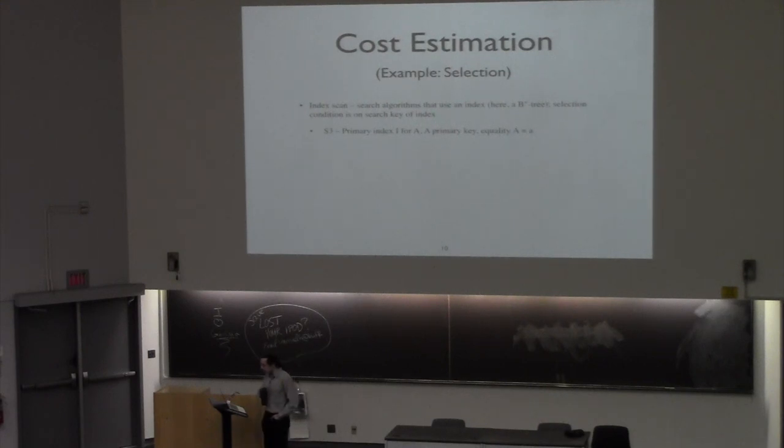So let me refine that a little bit. Let's say, as it says up there, we're dealing with a B plus tree. So what kind of cost would be associated with this? Okay, so the depth of the tree, which is log base k of n. And then how much to actually read the data values for the tuples? Just one. Because it's a primary key, there's only one tuple that we have to return here. Okay.